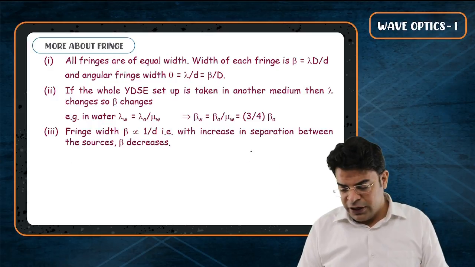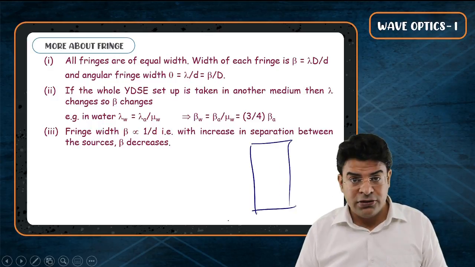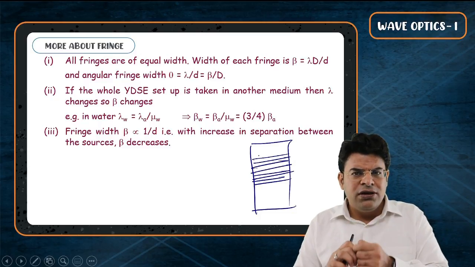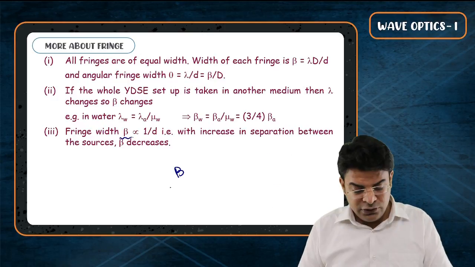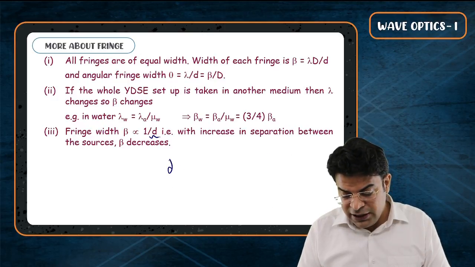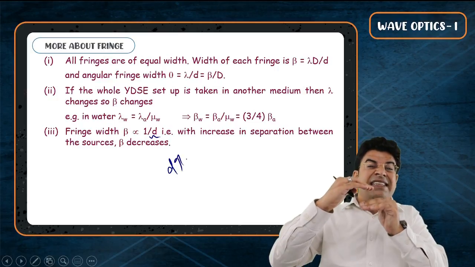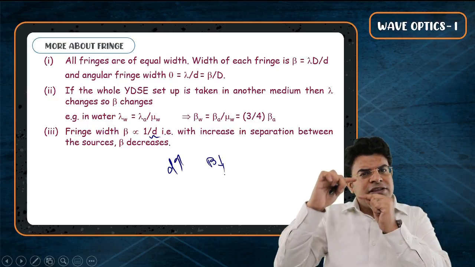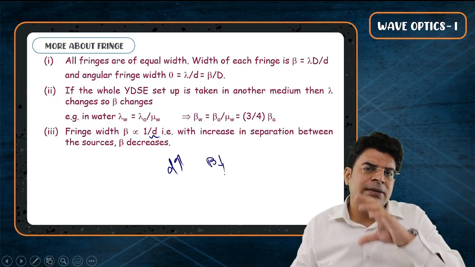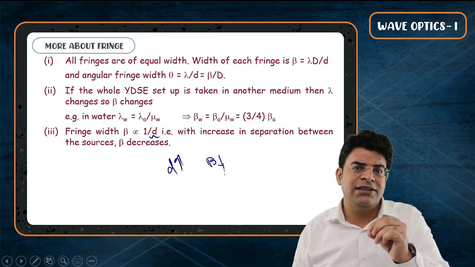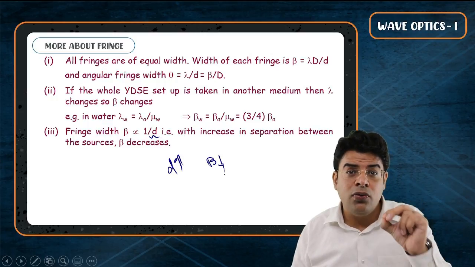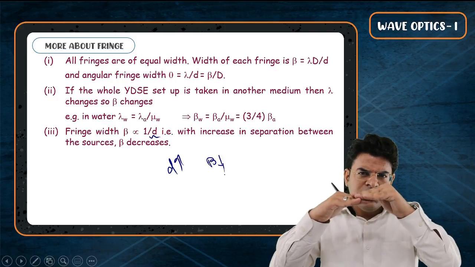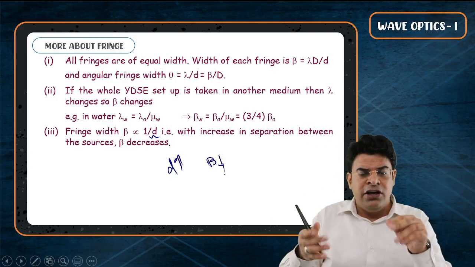Remember the first drawing which I showed you, that's an actual picture. You get bright dark, bright dark, bright dark, and they're so close that you can't see them clearly. So if D increases, the separation between the slits is increased, beta decreases, the separation between two successive bright fringes decreases, and it becomes difficult to observe the interference pattern. If they get too close, you will see it as a continuous illumination.